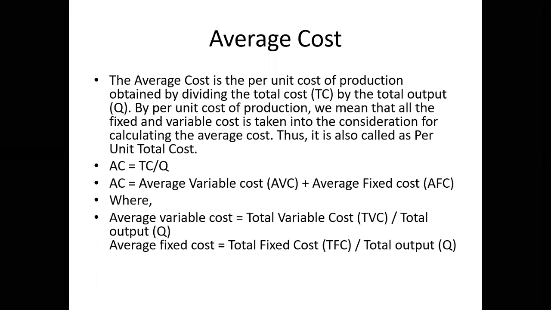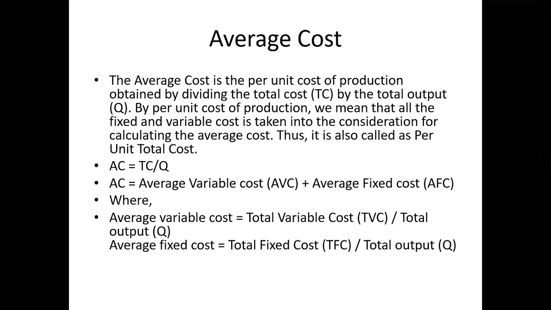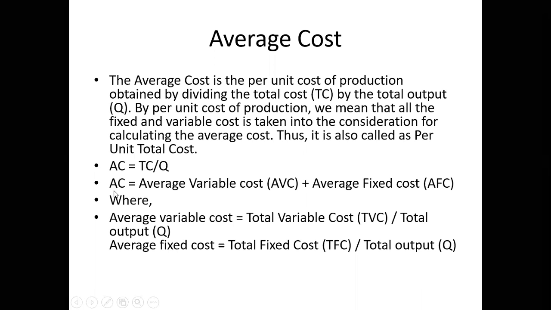So average cost represents total cost divided by total amount of output production. That means the average per unit cost of production of a particular commodity is represented by average cost. So this formula is given: AC equals TC divided by Q. Here TC represents total cost, Q represents total amount of output production. Here is another formula: AC equals average variable cost plus average fixed cost.